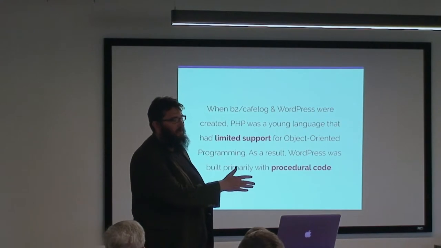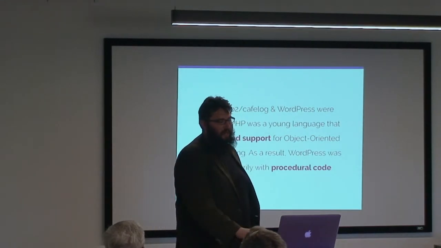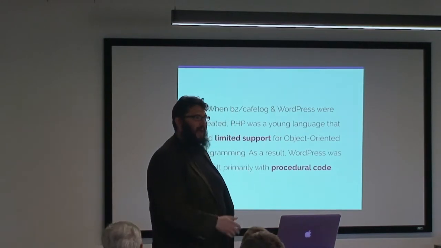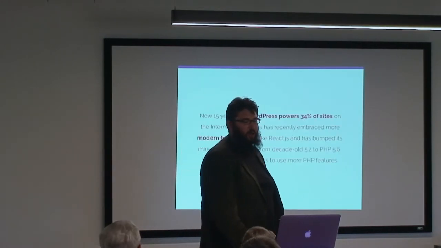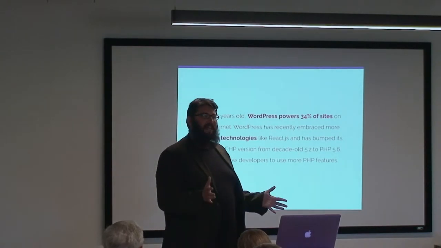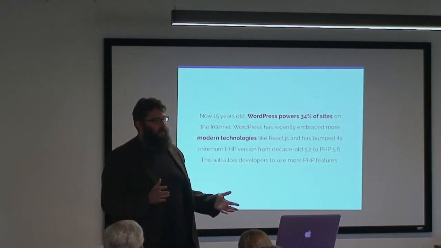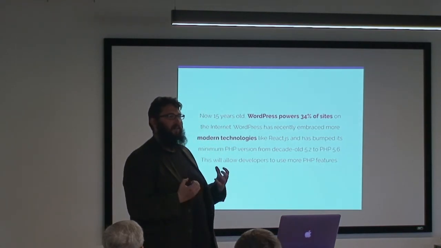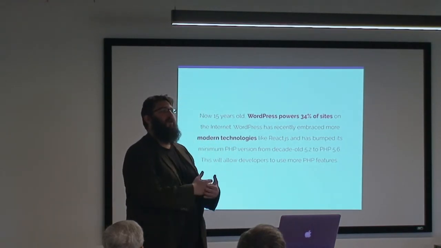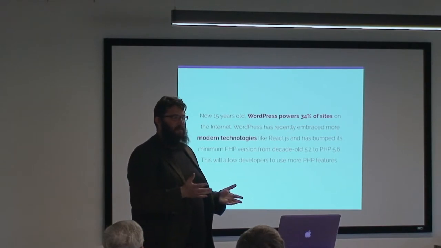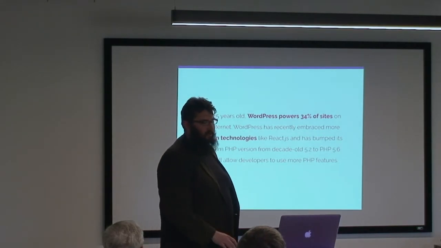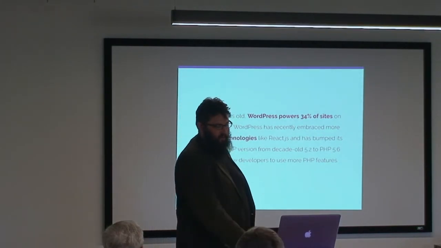Now, the thing is, back when it was released, there was limited support for object-oriented programming. So WordPress, b2/cafelog, is written mostly in procedural code. Now, 15 years later, WordPress powers 34% of the internet and is starting to embrace modern technologies like React.js, and just recently bumped up its minimum PHP version from 5.2, which is over a decade old, to 5.6. So we're going to be able to start using some of this.